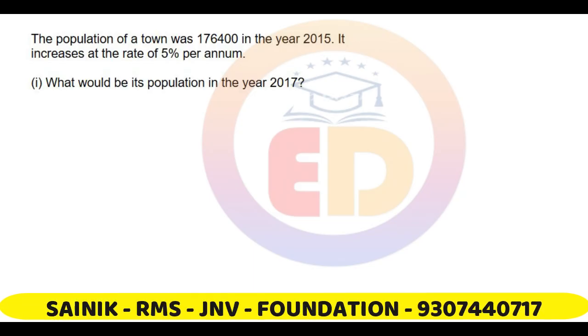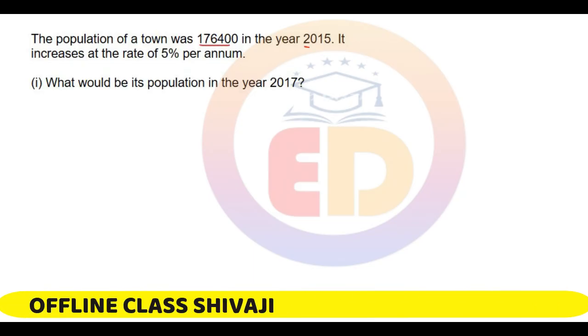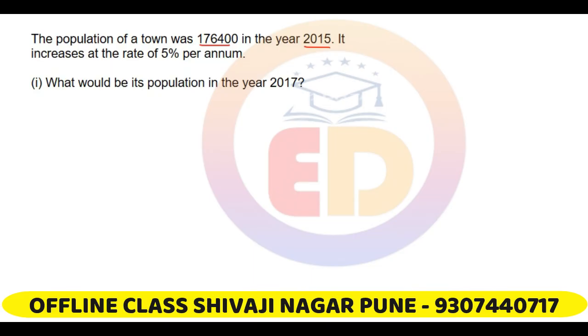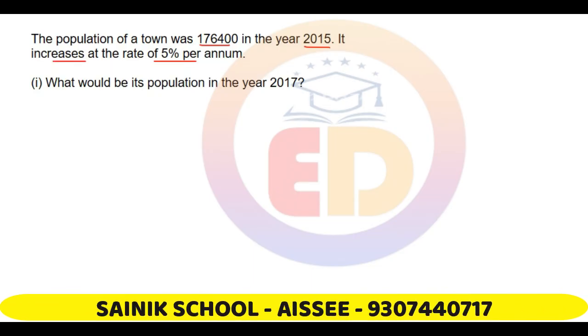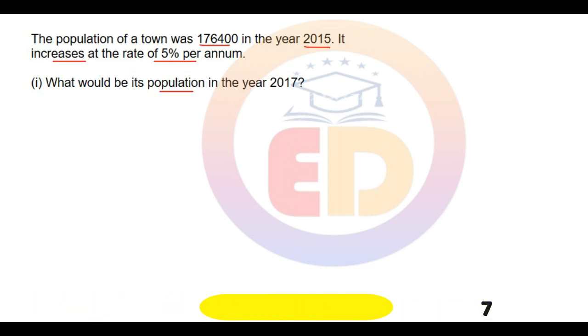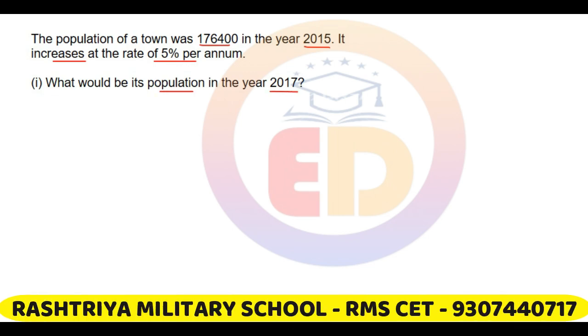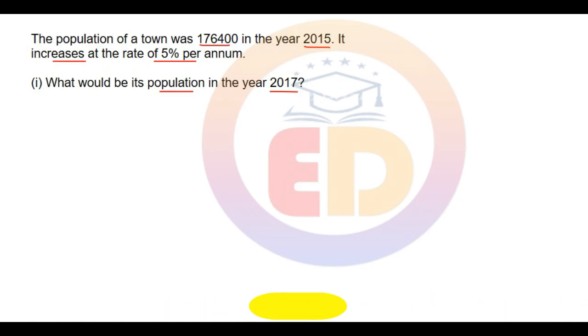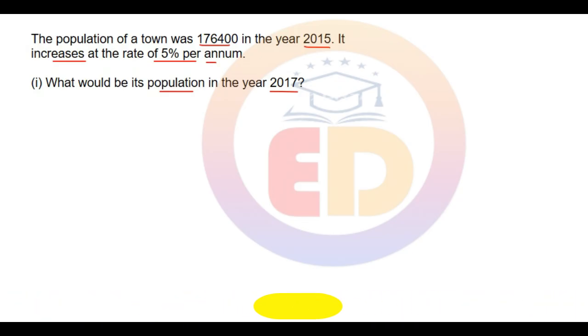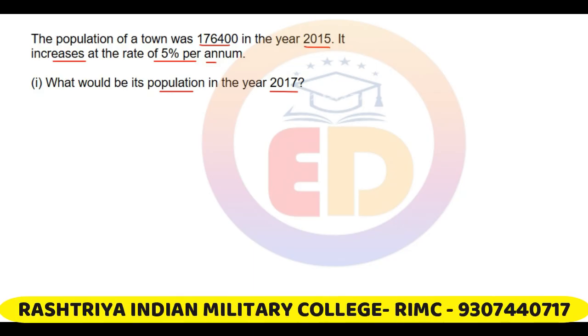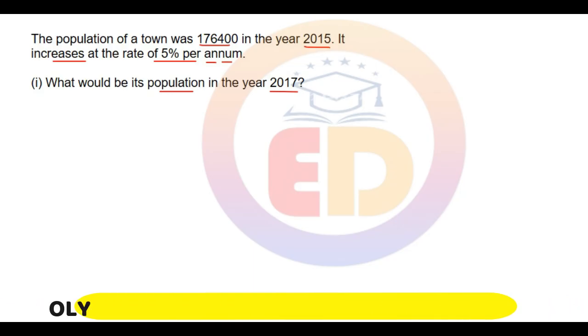The population of a town was 1,76,400 in the year 2015. It increases at the rate of 5% per annum. What would be its population in the year 2017? So right now the population is 1,76,400 and it is increasing at the rate of 5%. 2017 means it is asking after 2 years. In 2 years it will be increased by 5%.